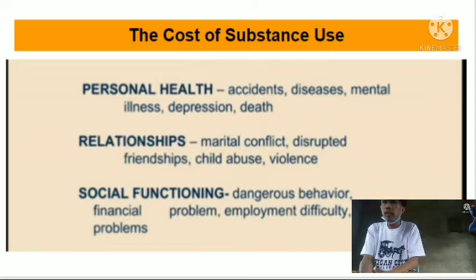The cause of substance use. Personal health: accidents, diseases, mental illness, depression, death. Relationships: marital conflict, disrupted friendships, child abuse, violence. Social functioning: dangerous behavior, financial problem, employment difficulty, legal problems.